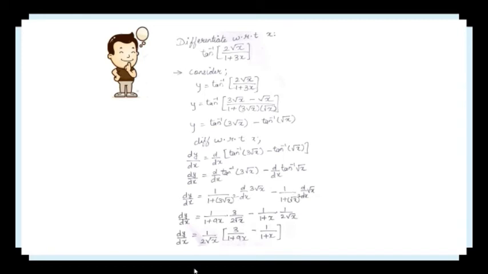root x. So in the next step, dy by dx will be 1 upon 1 plus 9x, because over here we have root square, so we will be writing x, into 3 upon 2 root x, minus 1 upon 1 plus x into 1 upon 2 root x, and 1 upon 2 root x I can take out common, and I can write this as 3 upon 1 plus 9x minus 1 upon 1 plus x. So this will be the answer. I hope each and every student is getting the solution. Now we'll see the next example.